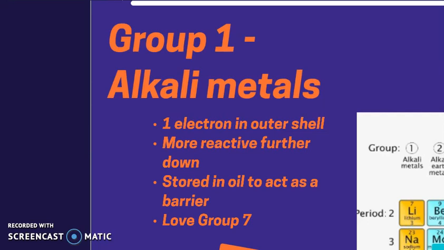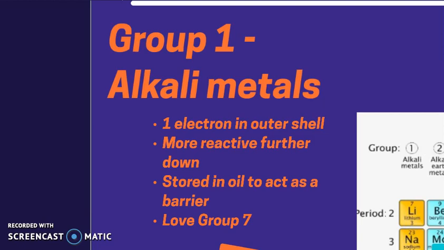Group 1 have 1 electron in their outer shell. They are more reactive the further down the group you go. They are stored in oil to act as a barrier so that oxygen or air or water do not react with group 1 because they are really, really reactive.